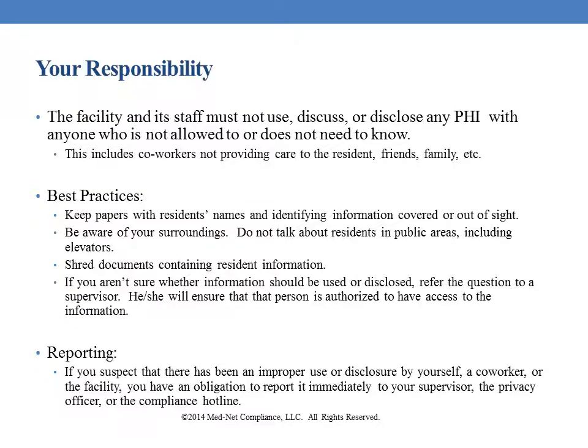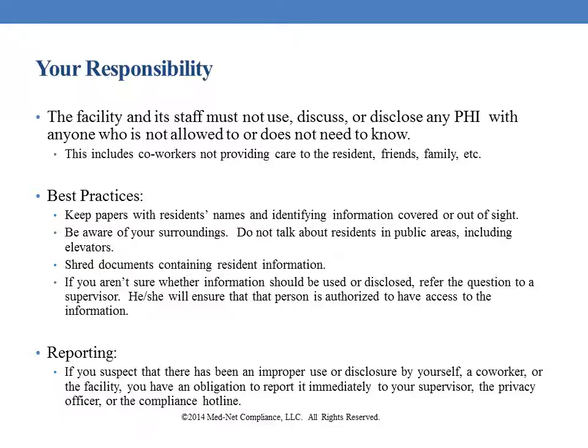What is your responsibility under HIPAA? Do not use, discuss, or disclose PHI with anyone who is not allowed to have the information or anyone who does not need to know the information. This includes coworkers not providing care to the resident, friends, family, etc. In order to best ensure that there are no violations of HIPAA, we recommend that you follow these best practices.